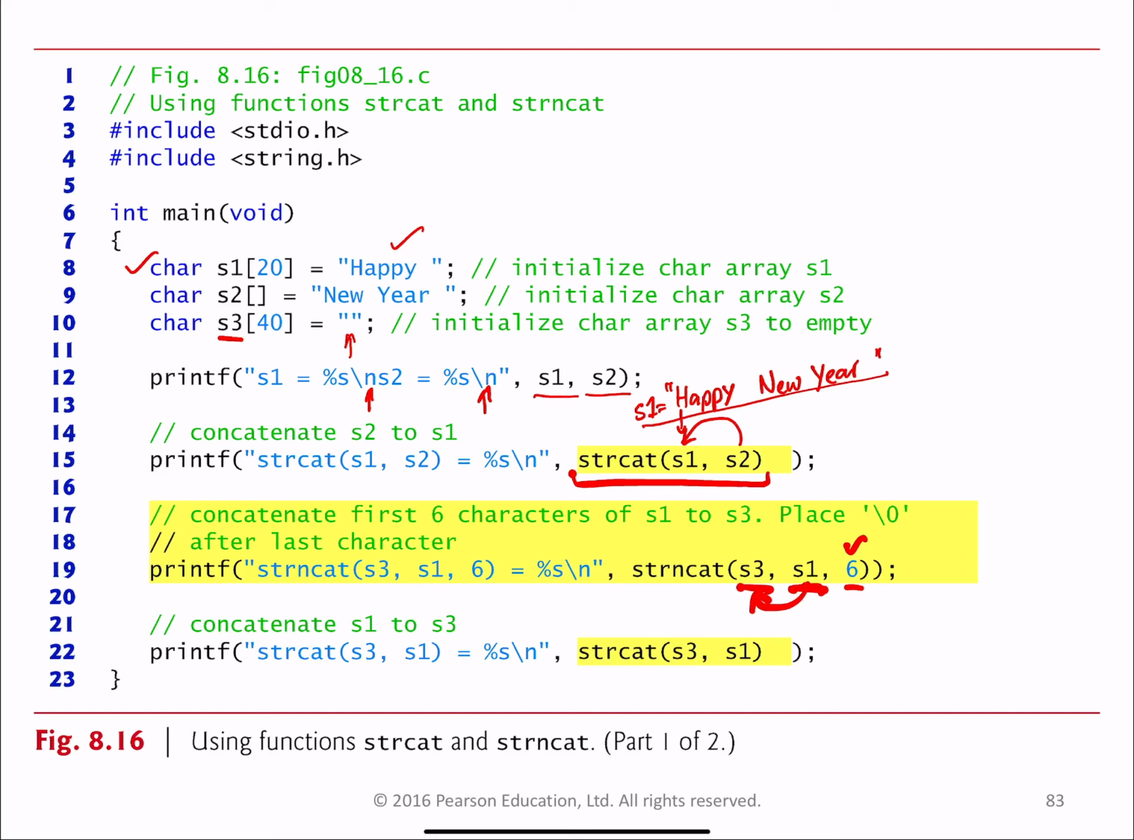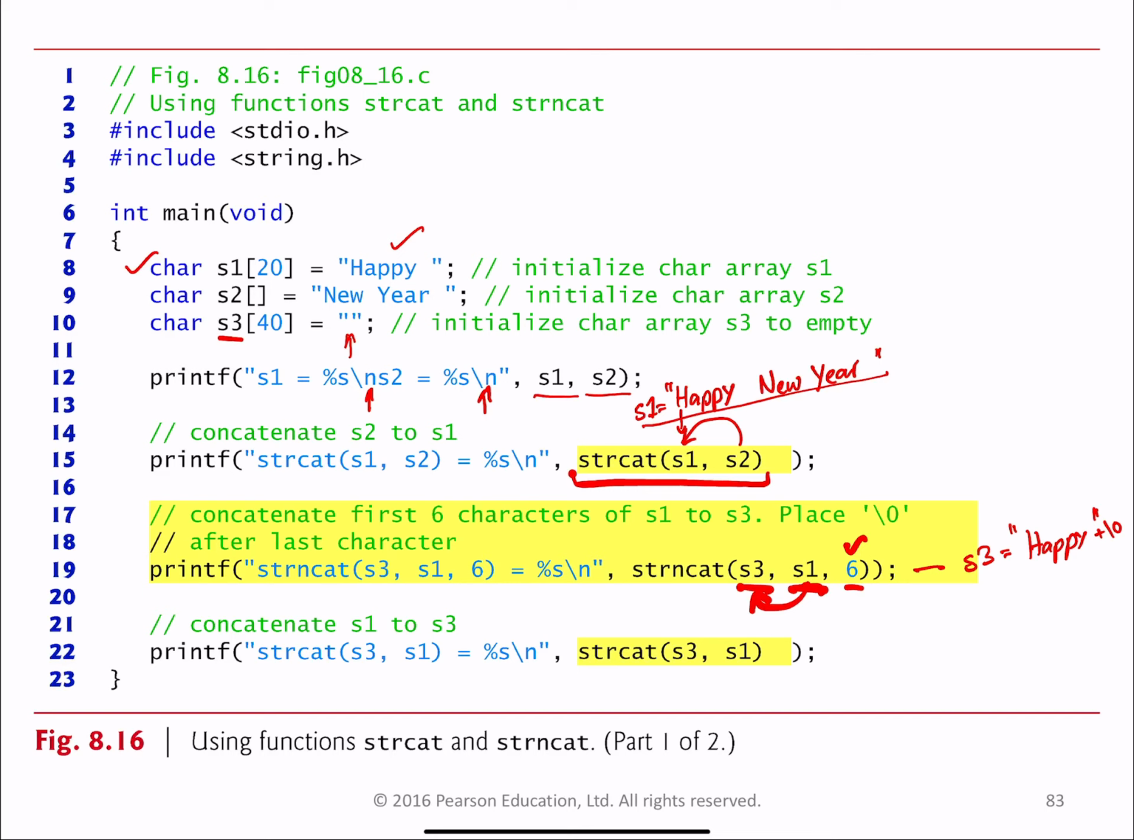And what will that do? Well, at this point, S3 is an empty string. If I copy the first 6 characters of S1, that'll make S3 equal to "happy ", and it'll automatically add a null character at the end, right? Because that's what strcat and strncat do.